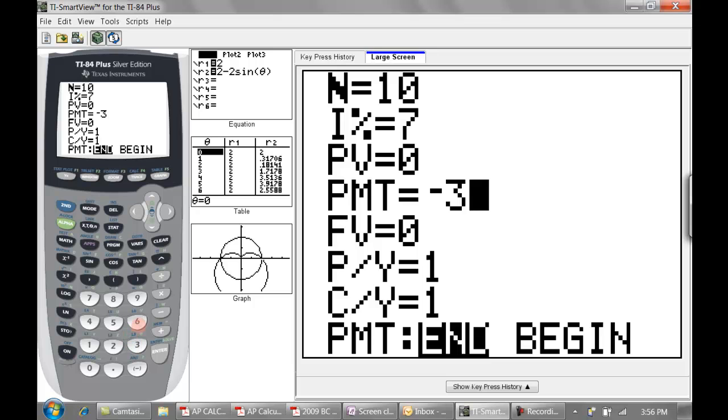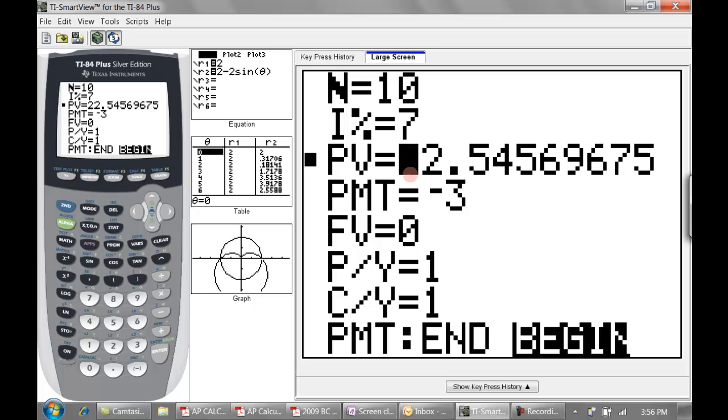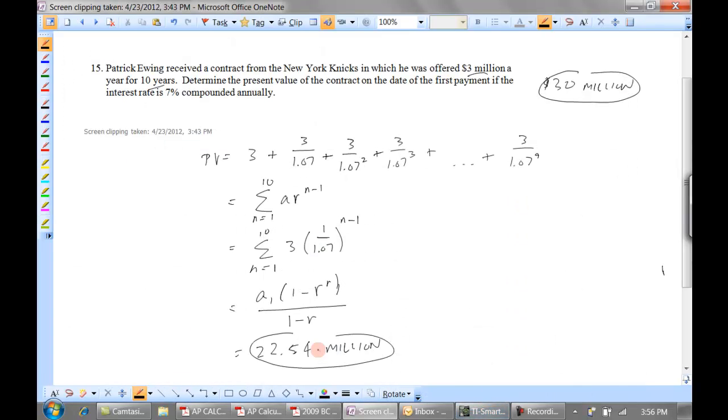I'm going to put -3 because the team is going to pay $3 million. Eventually, they want to owe Patrick Ewing $0, so the future value is going to be 0. And the other thing I have to be careful about right here is I have to change my payment to the beginning. So instead of getting paid at the end of the year, we're going to pay Patrick at the beginning of the year. And now if I head on up to the present value, I can do alpha enter, and if I hit alpha enter, it will solve for that, and it tells me the present value of this investment is $22.54 million, which is exactly what we got by doing it using geometric series. And there you go.